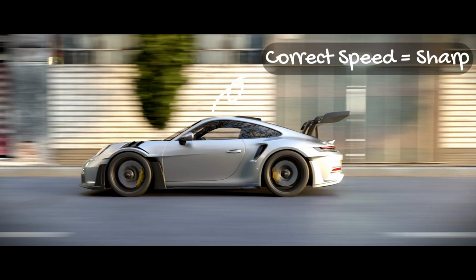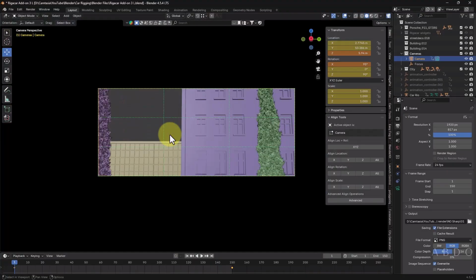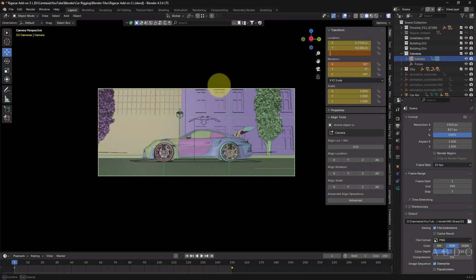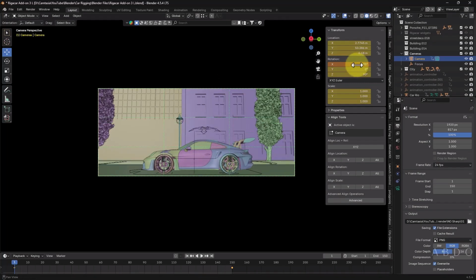Here's a cinematic rule. If everything is moving fast, nothing feels fast. Keep the car sharp and let the environment blur. Camera movement is just as important as speed. A low camera angle and slight camera follow can dramatically increase the feeling of speed.